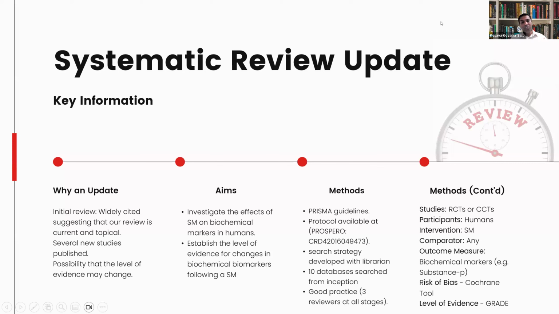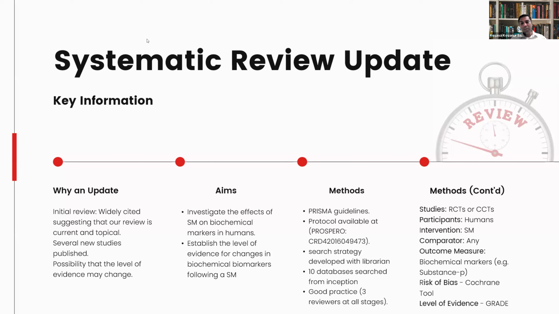So the aim of this current systematic review update was to investigate the effects of spinal manipulation on biochemical markers in humans, and to establish the level of evidence, rather, to see if there are any changes in level of evidence since we published the initial review. In terms of methods, we followed the robust PRISMA guidelines.